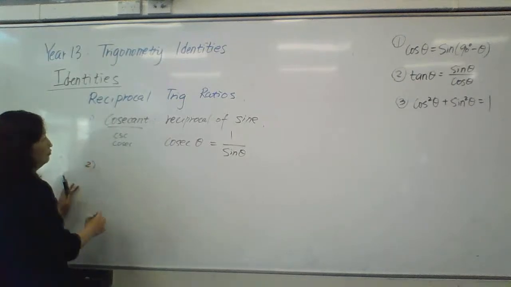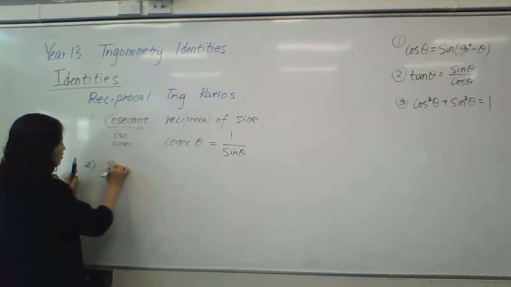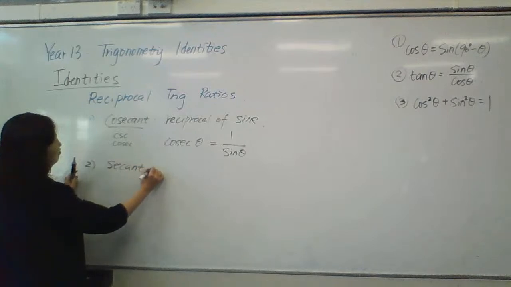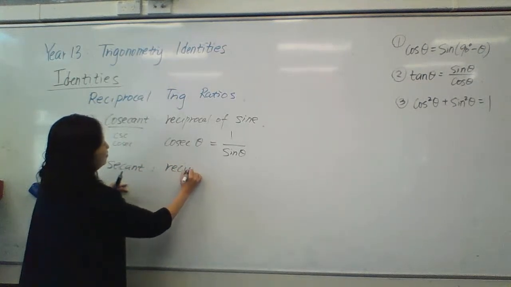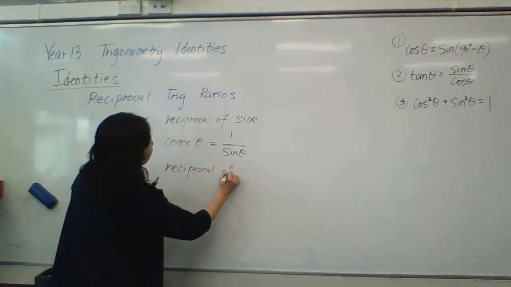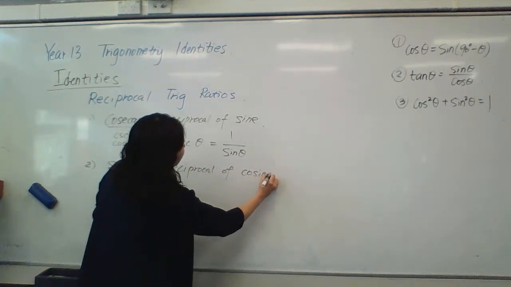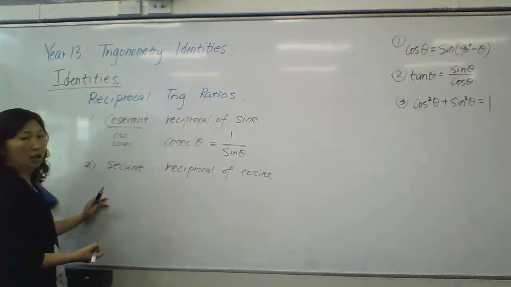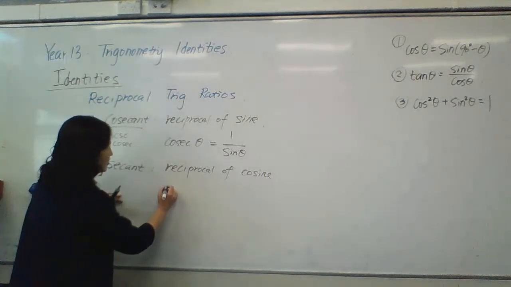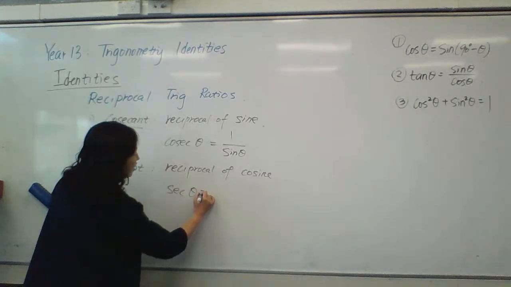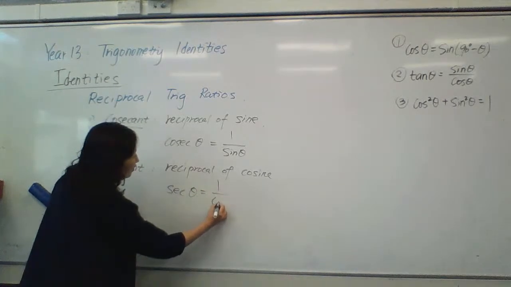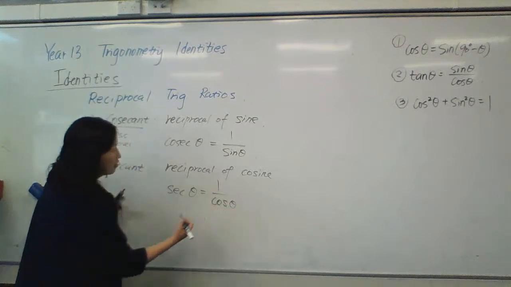Now let's have the second one. You have something called secant, or some people say second or secant. This is the reciprocal of cosine. In other words, secant theta is equal to 1 over cosine theta.